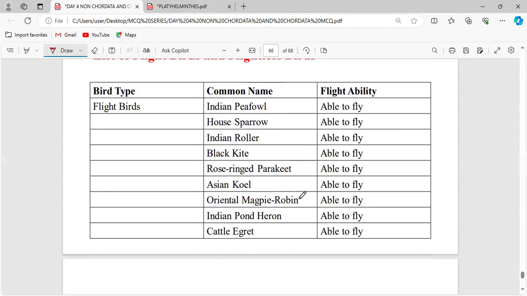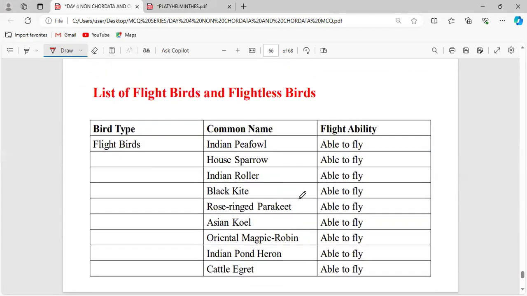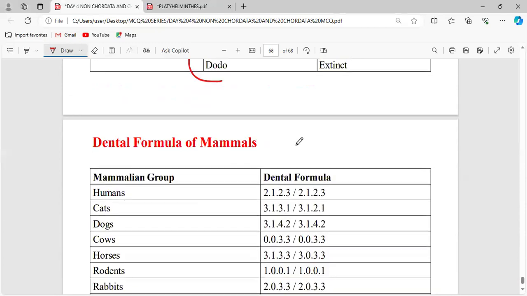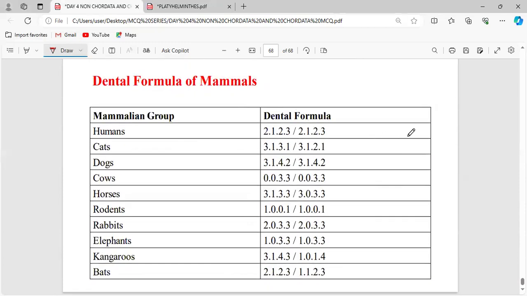Also, I have given flight birds and flightless birds. These are the birds which have the capacity to fly, and these are the birds which have no capacity to fly. It is also important to read these lists. And one most important topic is the dental formula of mammals. If they ask from dentition, definitely they will ask from the dental formula. Don't take any chance.